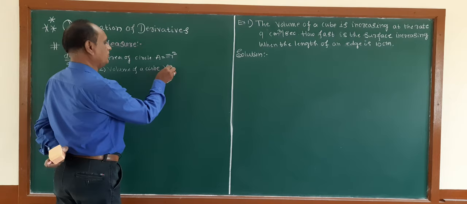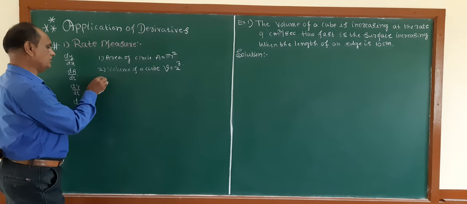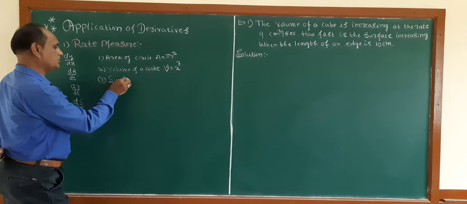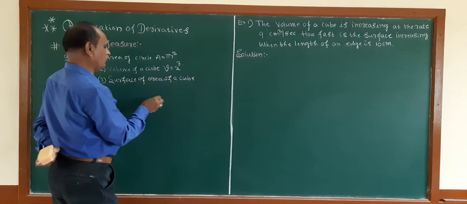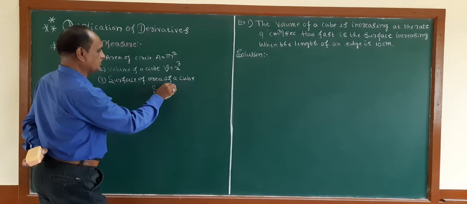Volume, capital V is equal to x raised to 3. Then the next one, the surface area of a cube formula: S is equal to 6x squared.